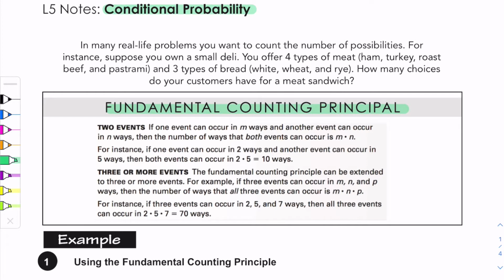The fundamental counting principle indicates that if you have 2 events, if one event can occur in m ways and another event can occur in n ways, of course these are just notation, then the number of ways that both events can occur is m times n. So you multiply those two together. For instance, if one event can occur in 2 ways and another event can occur in 5 ways, then both of the events can occur in 2 times 5, or specifically 10 ways. You just multiply those numbers together.